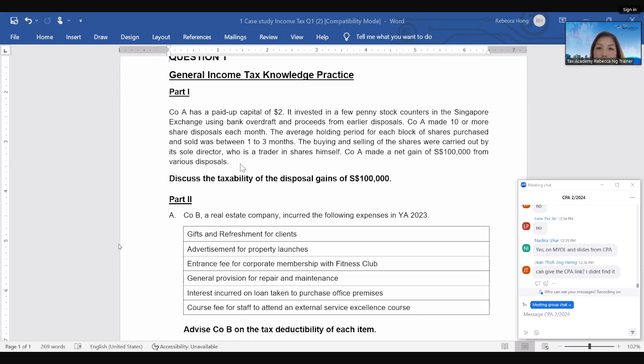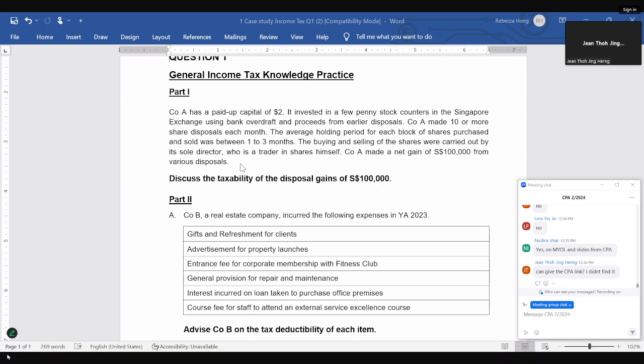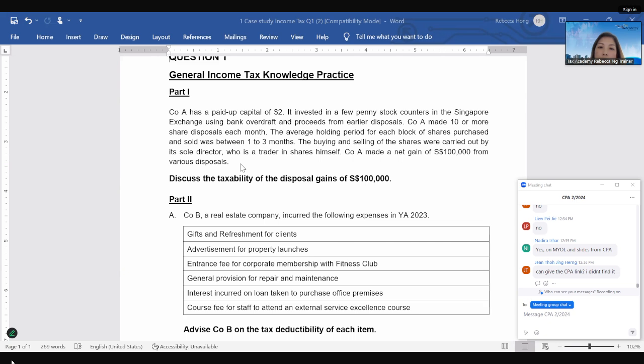So, can you tell me how should we approach this question? He's in the business of trading or investing. So this is a trade income. It is a trade income. Okay, so we will not be able to see just from one line.